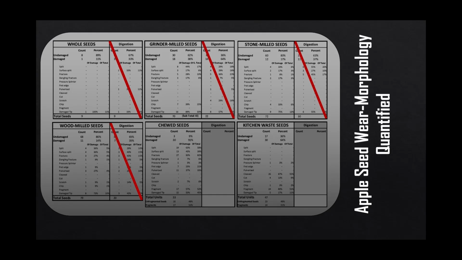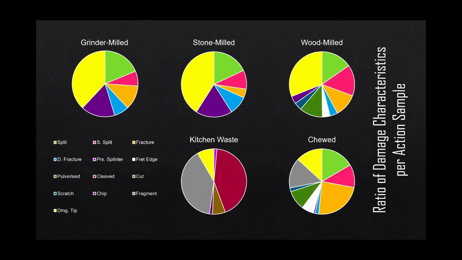Due to some unforeseen external complications that resulted in the reduction of the statistical sample size, the data yielded from the partial digestion simulation segment of this experiment was rendered incomplete. These pie charts represent the ratio of prevalence of damage characteristics per action sample out of 100 as mutually exclusive representations. The damaged tip characteristic is highlighted in yellow.